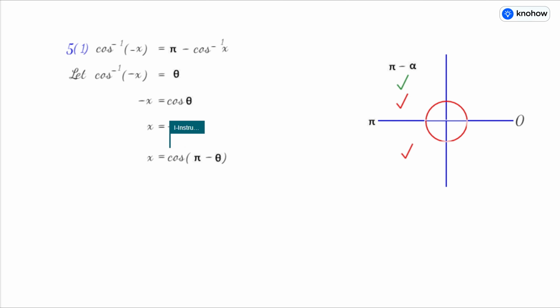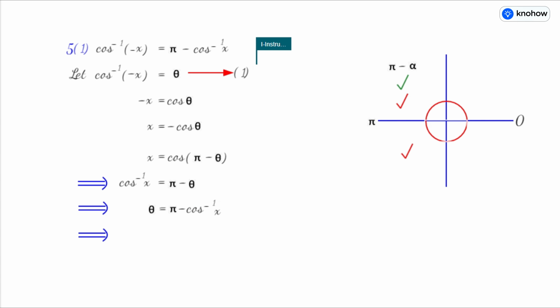So it will be cos of pi minus theta. x is equal to cos of pi minus theta. Converting it to inverse, you get cos inverse x equal to pi minus theta, or take theta on the left, theta equal to pi minus cos inverse x. And what is theta as per our assumption from 1? Cos inverse of negative x. So finally you get cos inverse of negative x equal to pi minus cos inverse x. And exactly in the same manner we can prove the second part and the third part, that is cot inverse of negative x is pi minus cot inverse x, and sec inverse of negative x is pi minus sec inverse x.